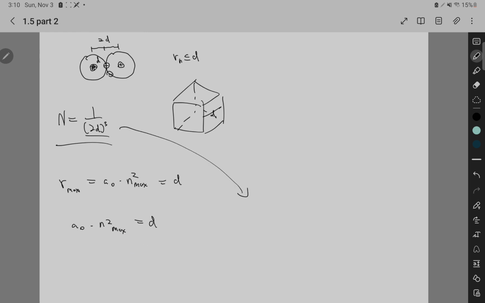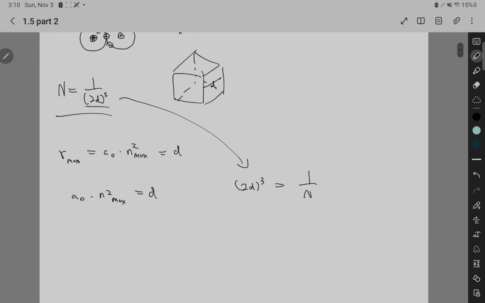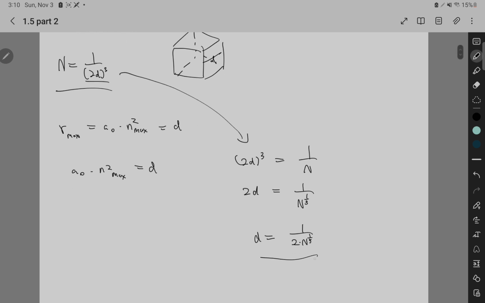And if we were to derive for D in this case, it will be 2D cubed is equal to 1 over n, right? You want to get rid of the power, so this will be 2D is equal to 1 to the power of 1 over 3, because 1 to the power of 1 over 3 is 1. And then you have D is equal to 1 over 2 times n to the power of 1 over 3. So this is our D.